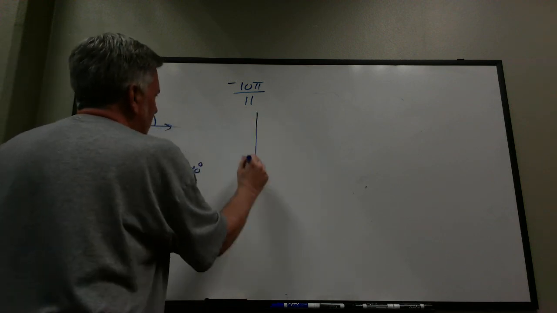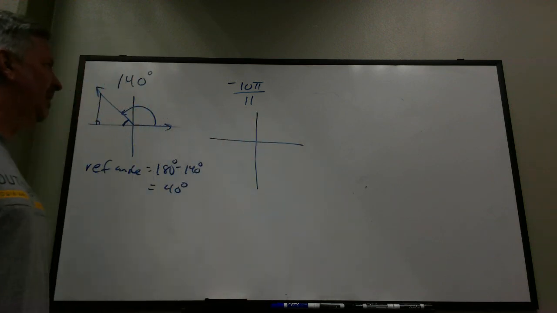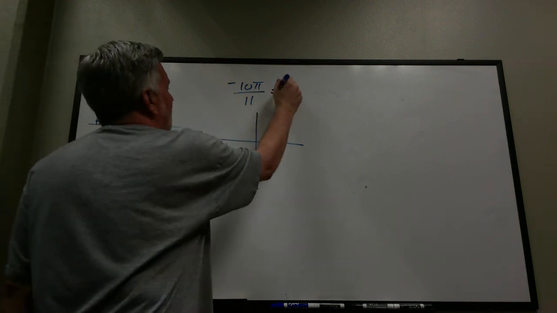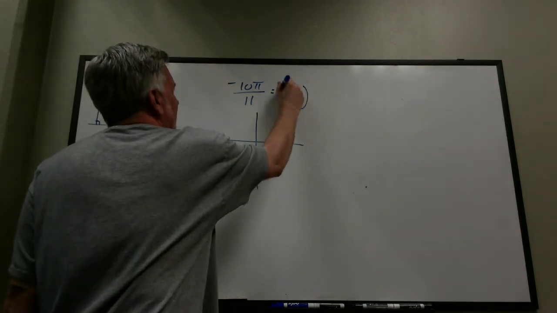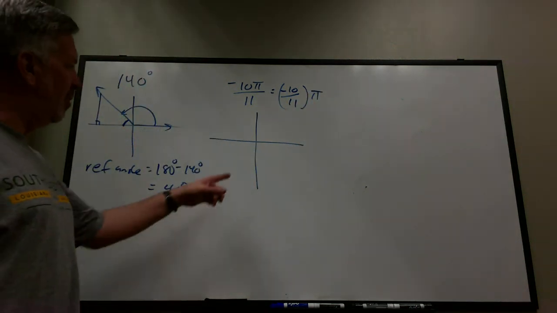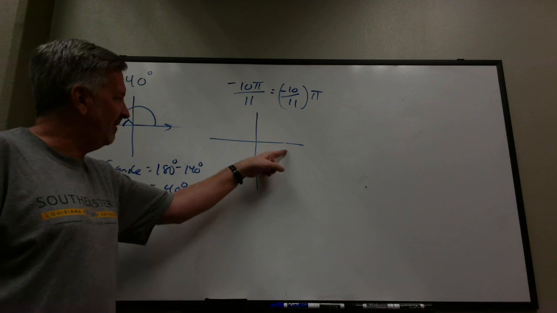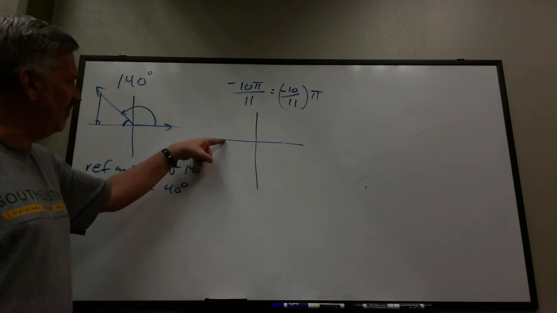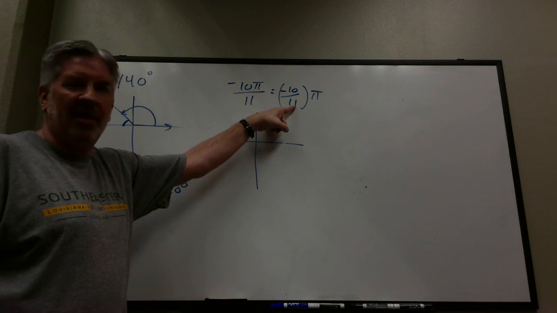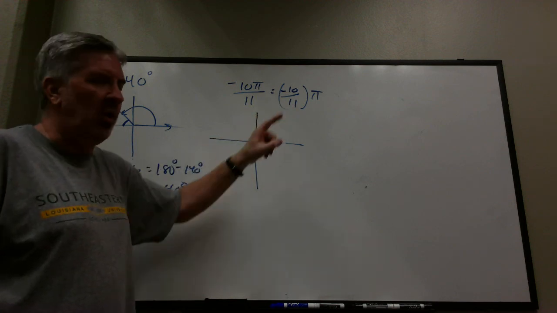Now, let's draw a picture. Where is this angle? Don't think of it as 10 pi over 11. Think of this as minus 10 elevenths pi, a fraction times pi. Well, where's negative pi? Negative pi radians is halfway around this way. And we go 10 elevenths of that way. 10 elevenths is almost 1.